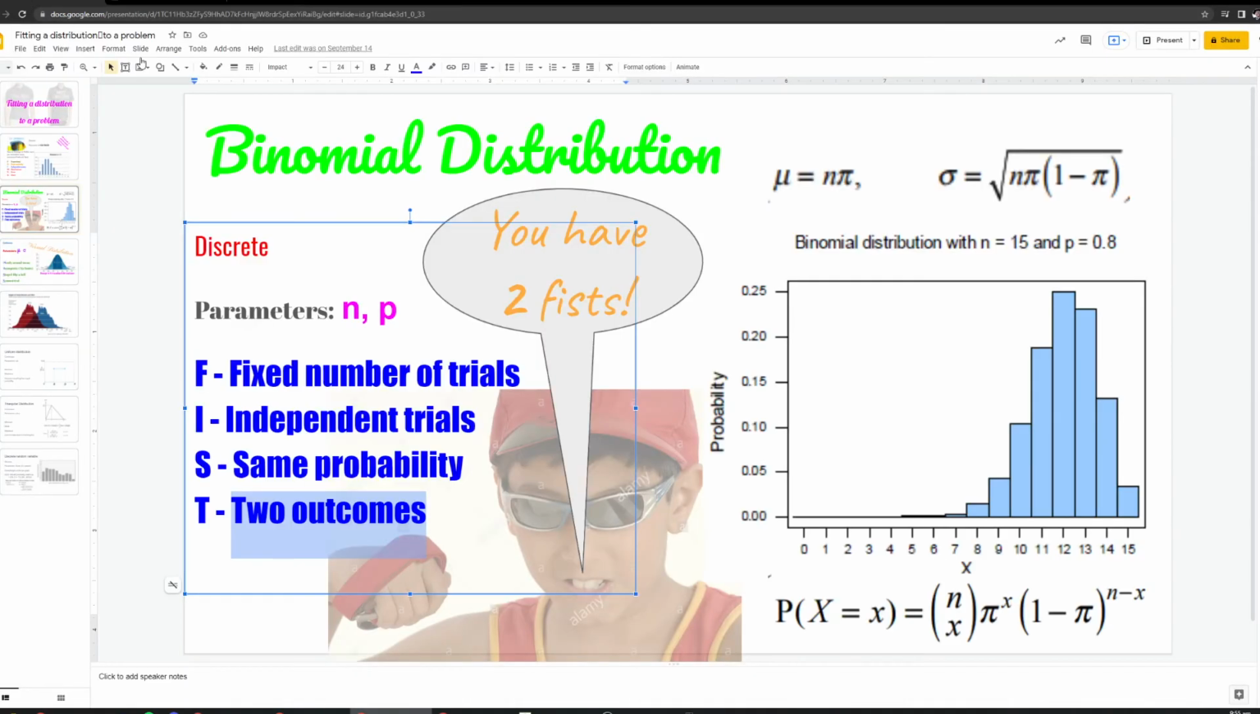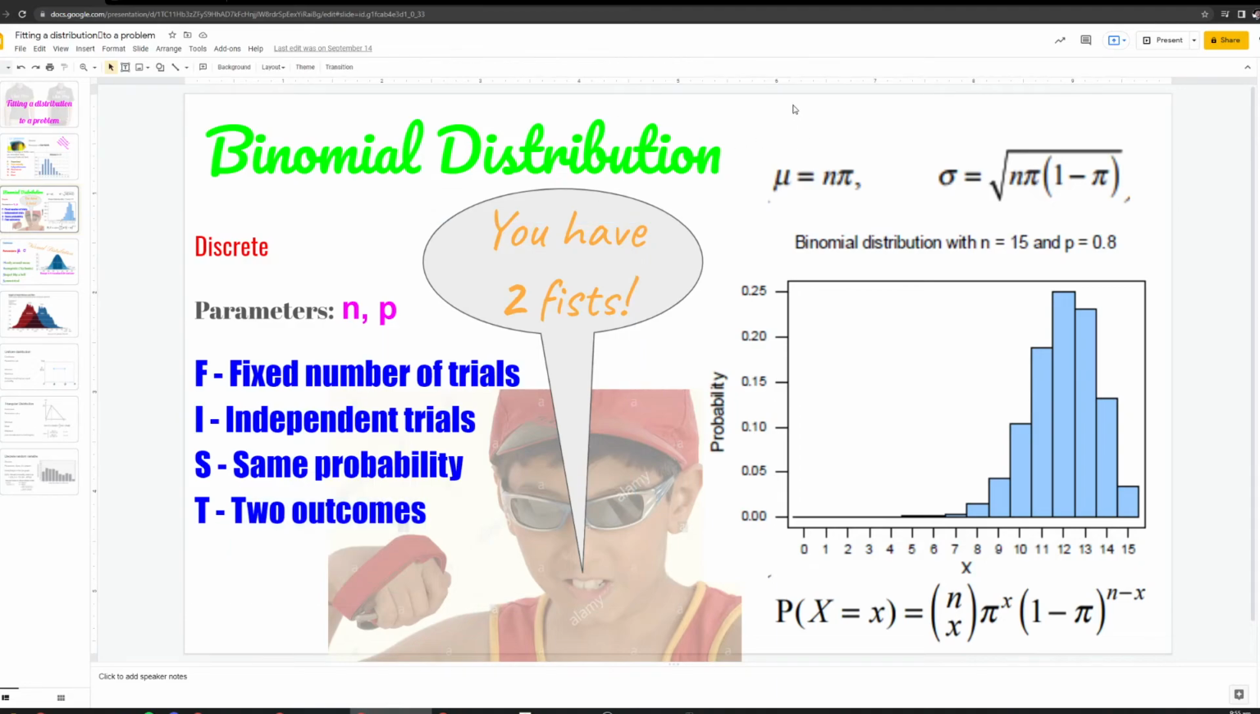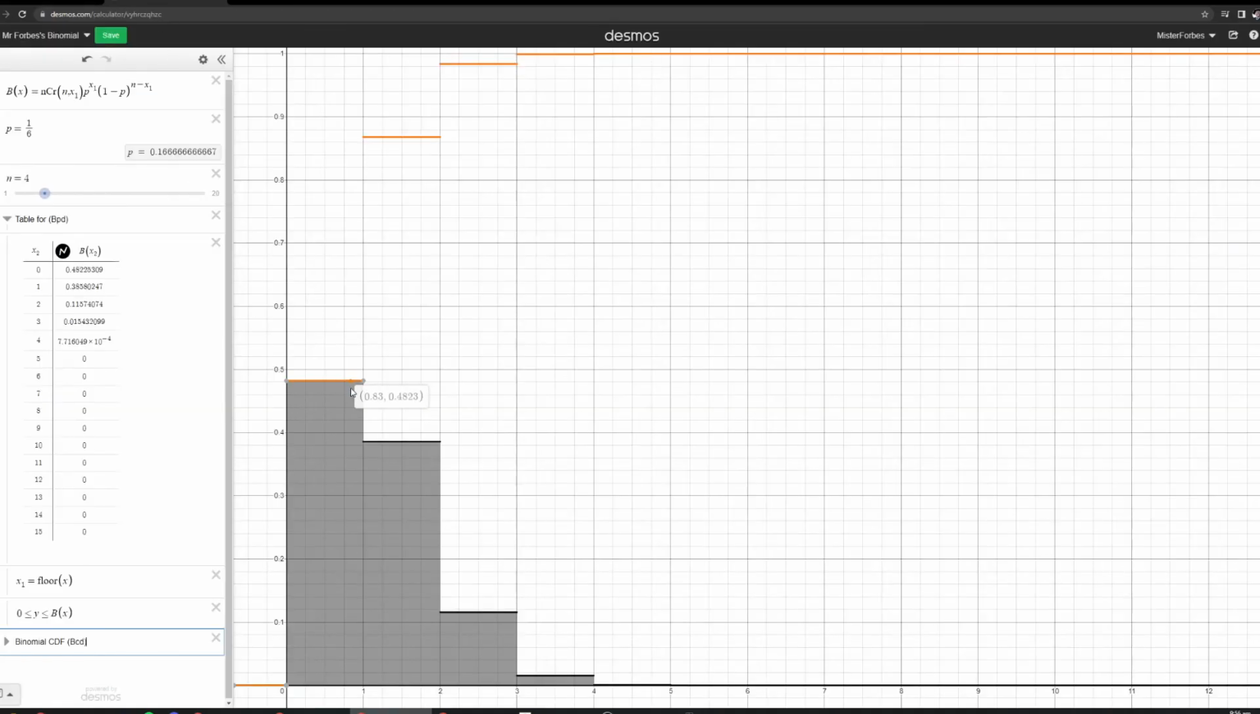Maybe another couple of details just because we're doing an introduction. Your formula sheet has these. If they ever ask you for the mean of the binomial distribution, it's just the number of trials times the probability. So in our dice example, the mean would be 4 dice times 1 over 6. So the mean outcome is 4 over 6. That means the mean sits somewhere around here, which looks about right to me.